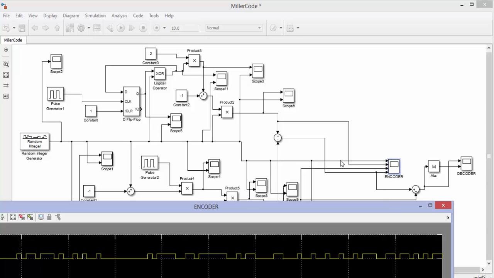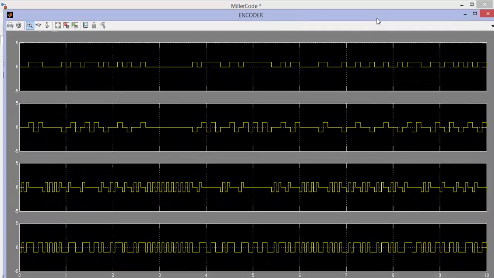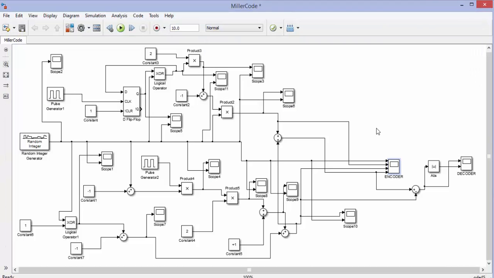First line is the signal, second one is 1, third one is 0, and the fourth one is the addition. This is the signal, this is 1, this is 0, and the addition. 1 is a full width, 1, 1, and 0 is a half width between minus 1 and 1. 1, minus 1, minus 1, 1. This is a Miller code encoder.